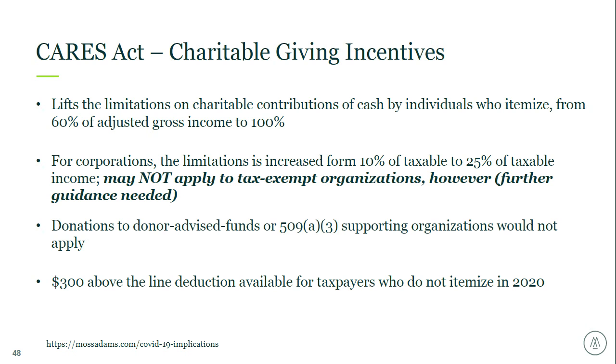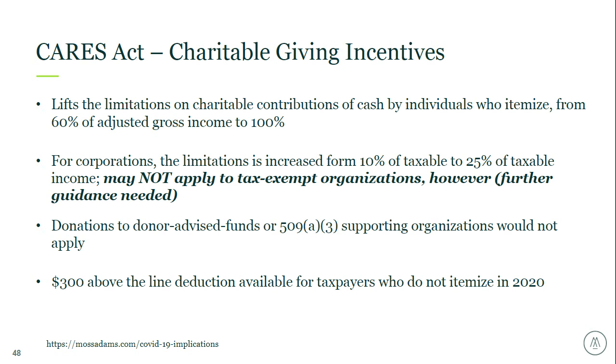The first one lifts the limitation on charitable contributions of cash by individuals who itemize from 60% of AGI to 100% of AGI. So this is a huge provision, and really you want to reach out to your individual donors to make sure they are aware of this, because this can really decrease their tax liability. For corporations, the limitation is increased from 10% of taxable income to 25% of taxable income. As you're aware, for corporate returns and even on your 990-Ts, your charitable contribution deduction typically is limited to 10% of taxable income. This will be increased to 25% of taxable income.